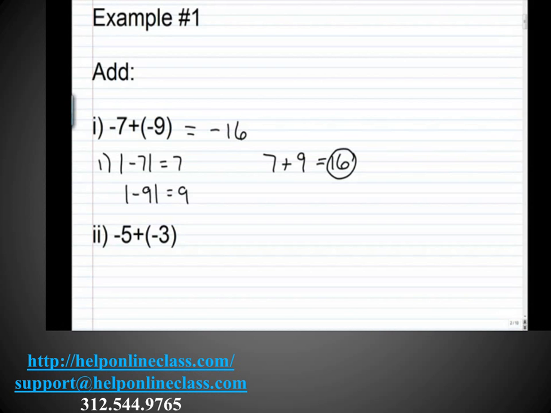Now, in the future, once you get good at this, you're not going to take the absolute value like we did right there. You're just going to do this in your head by ignoring the sign and just saying, oh, I have 7 plus 9, and then when I get that answer, I'm going to attach the negative sign to it.